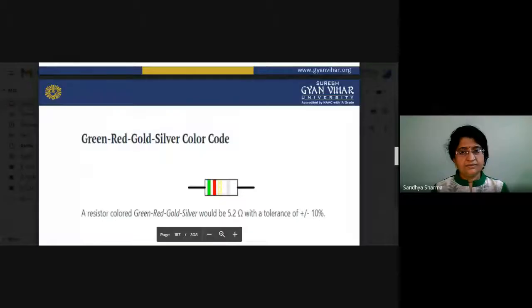Now you can see the green, red, gold, silver color code. There are also different codes, and this is also a four band code. The first two bands will be used as digits, the third one is used as a multiplier, and the fourth one indicates the tolerance. So suppose you want to read this one, green and red colors. Here it comes under a certain criteria that we have to decide: how can we calculate the resistance value.